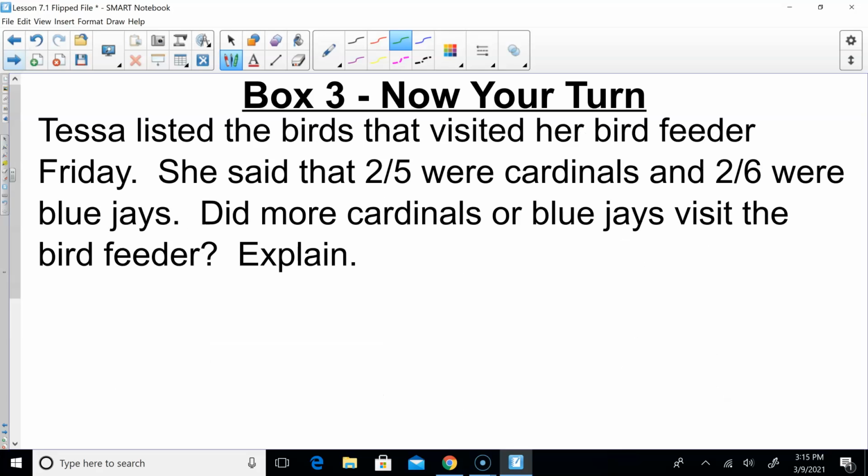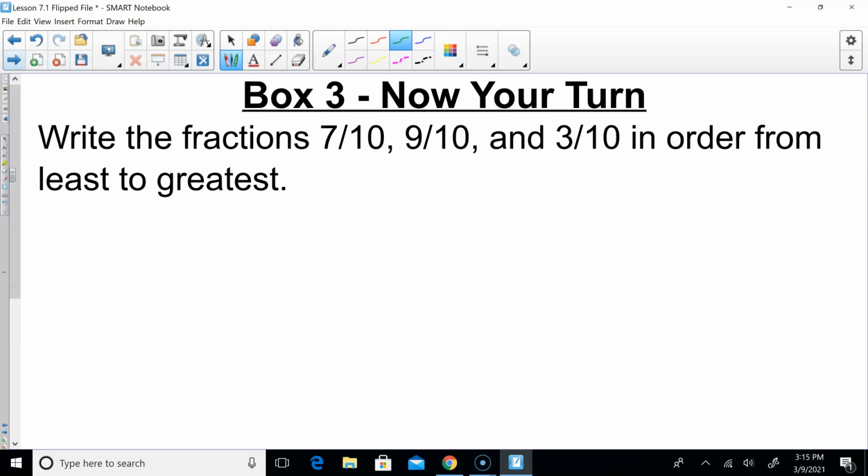Here's a word problem. Tessa listed the birds that visited her bird feeder Friday. She said that 2/5 were cardinals and 2/6 were blue jays. Did more cardinals or blue jays visit the bird feeder? Explain. And last but not least, write the fractions 7/10, 9/10, and 3/10 in order from least to greatest.